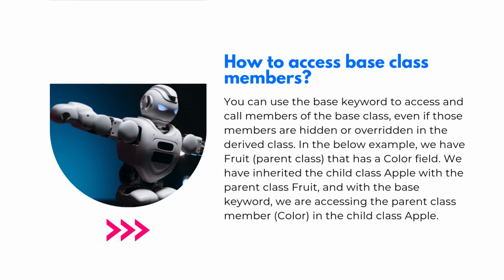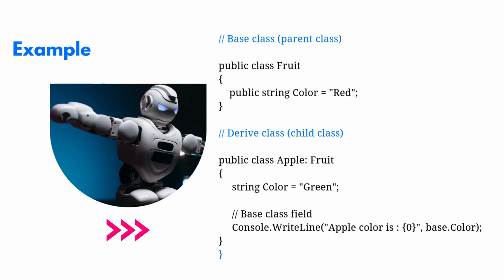How to access base class members. You can use the base keyword to access and call members of the base class, even if those members are hidden or overridden in the derived class. In the below example, we have a Fruit parent class that has a color field. We have inherited the child class Apple with the parent class Fruit, and with the base keyword, we are accessing the parent class member, color, in the child class Apple.